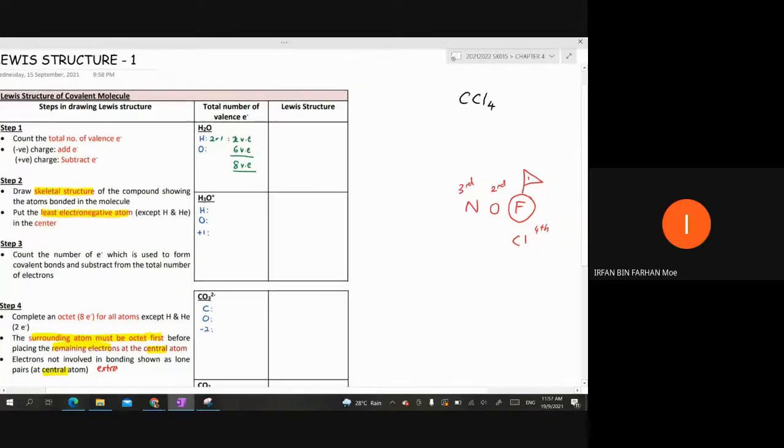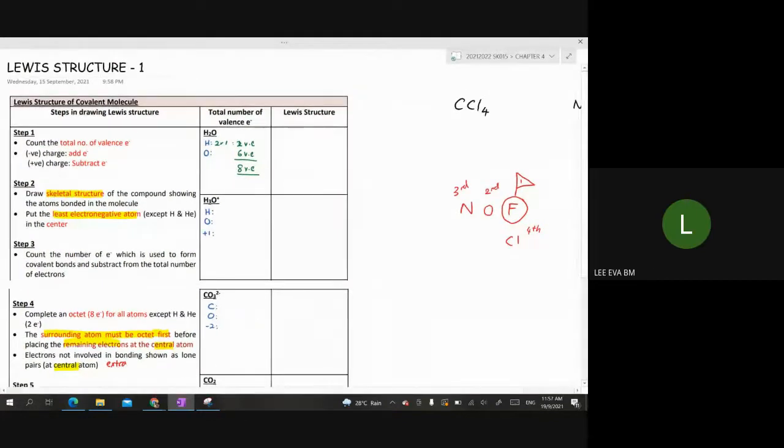Okay, so step number 2, draw the skeletal structure. So place the least electronegative atom in the center. Since we know hydrogens are always terminal, always surrounding, we have no choice but to put oxygen in the middle. You can put it like this or sideways, it doesn't matter. So let's say I put it this way, hydrogen. So this one is my skeletal structure with the oxygen at the center.